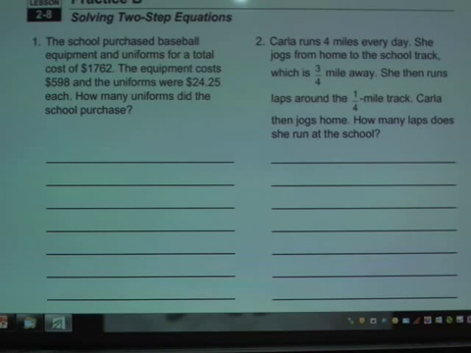This is the homework helper for Chapter 2, Section 8, Solving Two-Step Equations. Now we'll begin with the story problems here, just like they did in the notes. These are in the same vein as those types of story problems. They're just not exactly set up the same way.